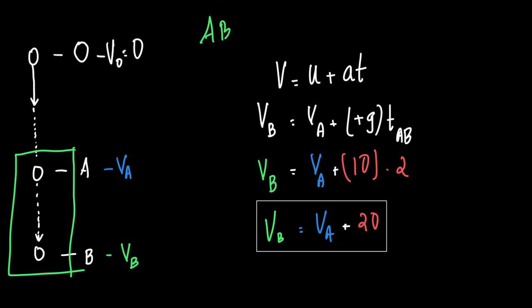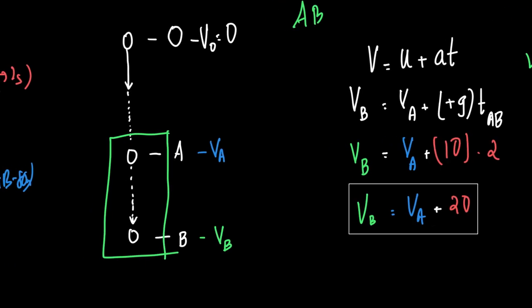What is A? The body is moving downwards. Direction of initial velocity is downwards, and therefore acceleration would be equal to plus G, plus 10. What is T? Time taken to travel from A to B, which according to the question is 2 seconds. Therefore, VB is equal to VA plus 20. Now, why do we need this expression VB is equal to VA plus 20? We'll come back to that in a while.